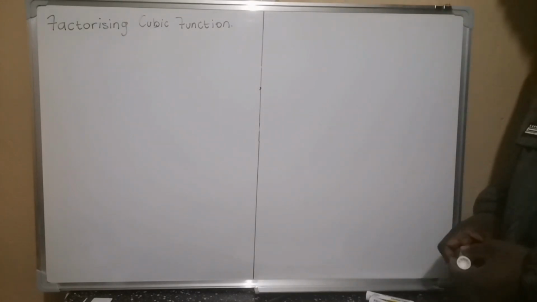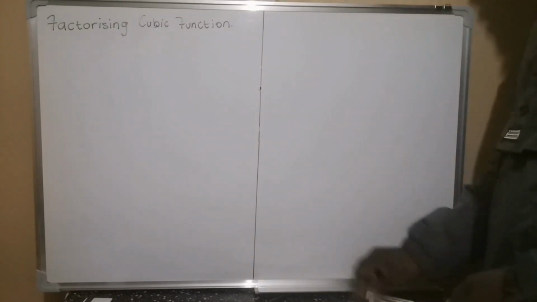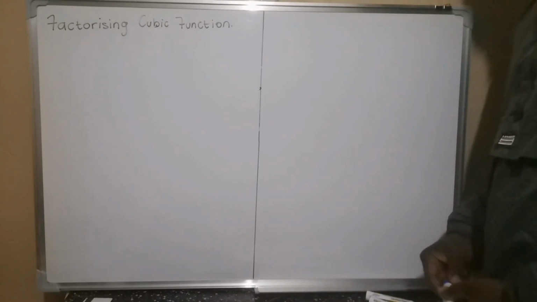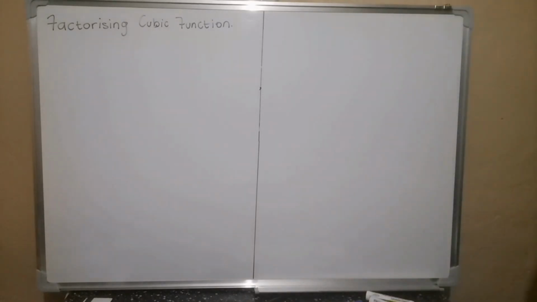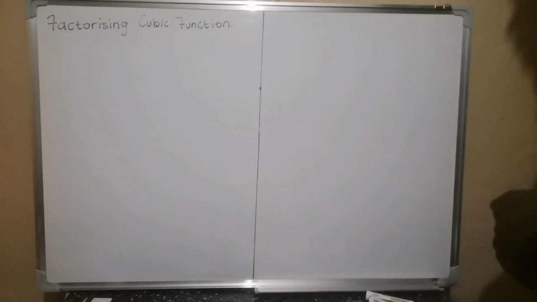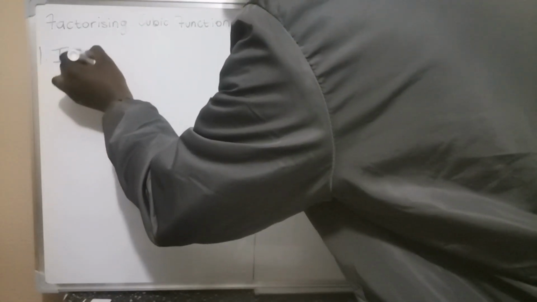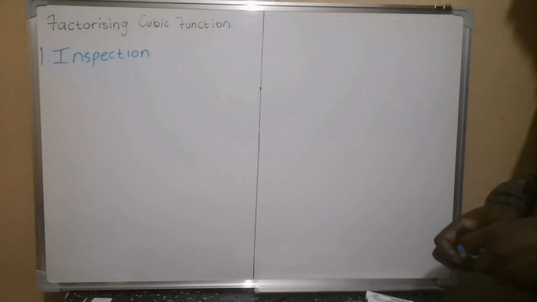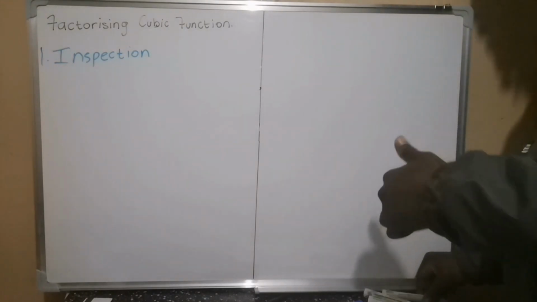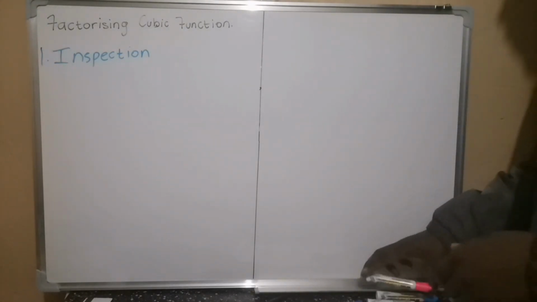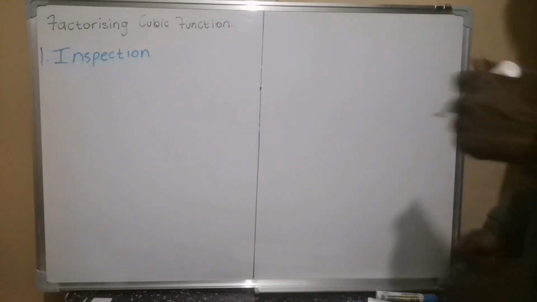So one of the ways to find the factors of this function is through the concept of inspection. It is one of the ways we use to find factors of a cubic function. Inspection. And in that inspection, there is this theorem that you need to know: factor theorem.